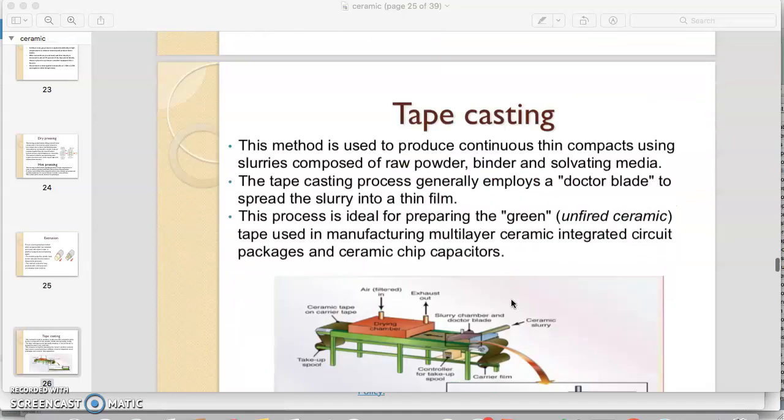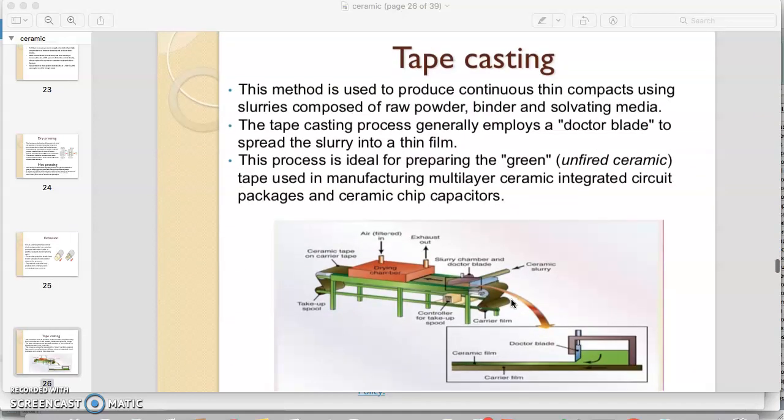Okay, the next process is tape casting. Tape casting is used to produce ceramic film, a continuous thin compact, using slurries composed of raw powder, binder, and solvent media. Here we apply a doctor blade to spread the slurry into a thin film, and the product is a green product. We call it green because it is unfired ceramic, without the sintering process.